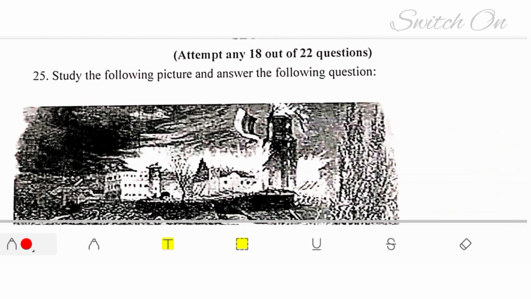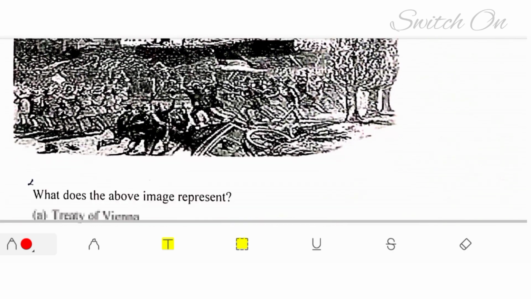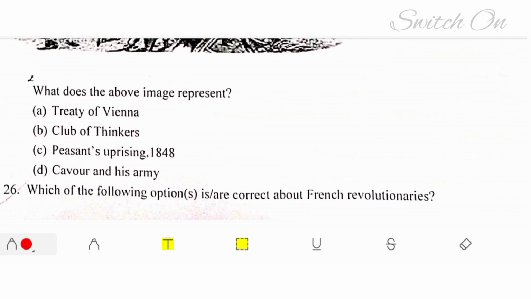Now we are moving on to section B. So this picture which is shown above, we have to identify the picture. The picture is the Club of Thinkers. This is a picture from the history textbook. So the answer is option B, Club of Thinkers.